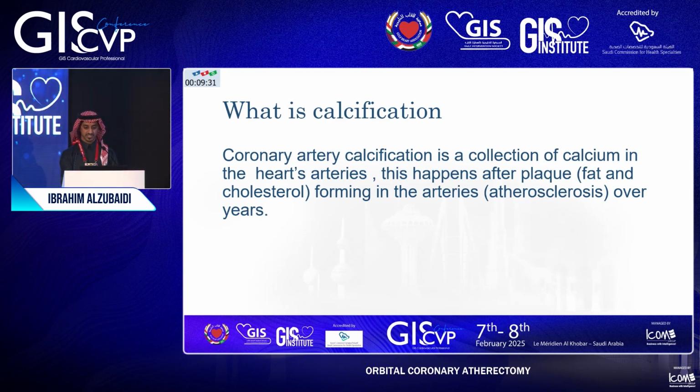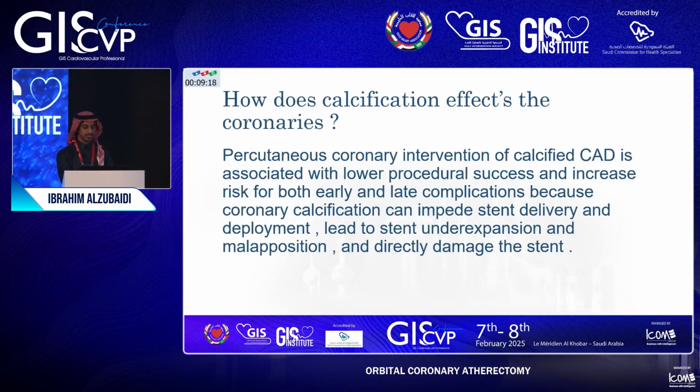Coronary calcification is accumulation of calcium in the heart artery. That happens after plaque, fat, cholesterol and other substances form in the arteries, atherosclerosis, over years. The calcification can affect our coronaries.